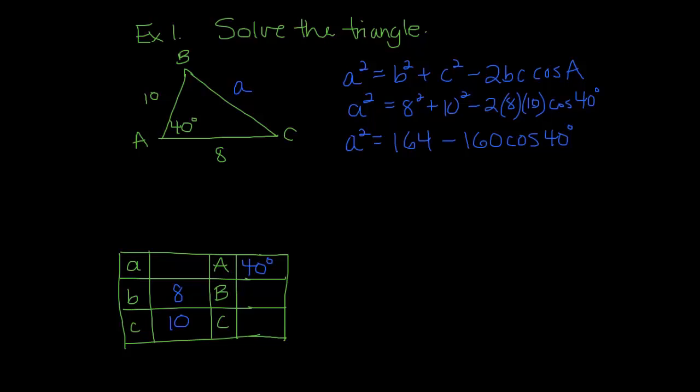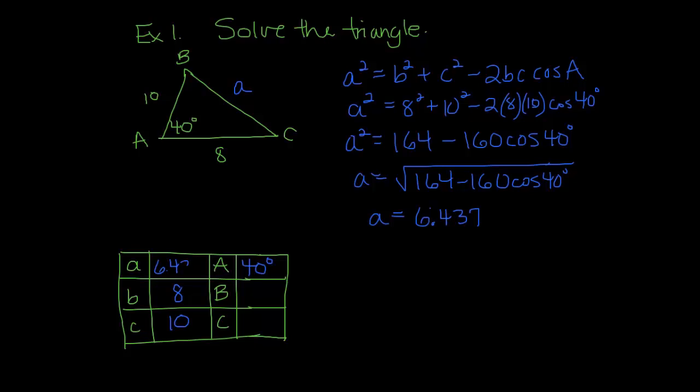Now if I want to find a, I'm going to have to square root that entire value. Obviously I don't need the negative of that, since a is an actual distance. Okay, and I have a degree, so I'm going to go to my calculator now, and my calculator is going to be in degree mode. I want the square root of 164 minus 160 cos of 40 degrees. So I get 6.437. We can fill that in right there.